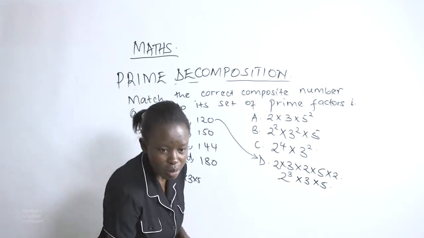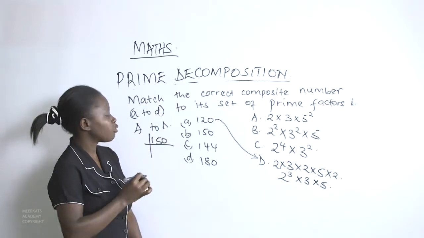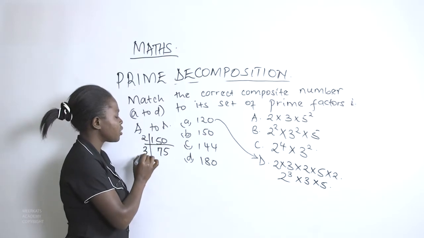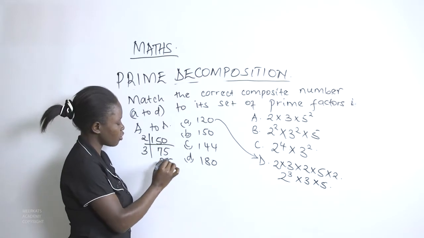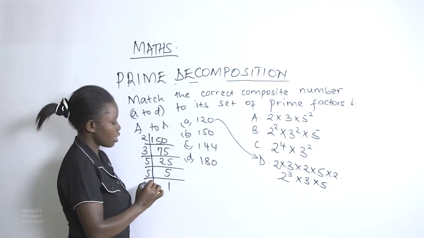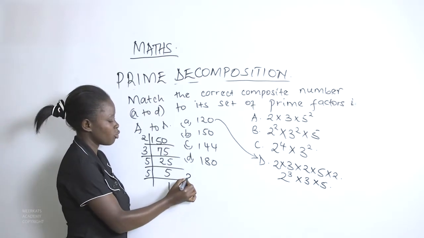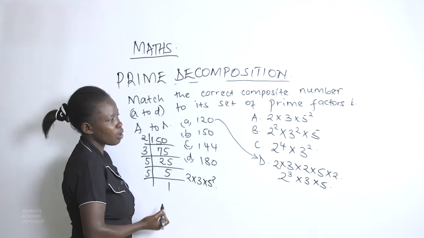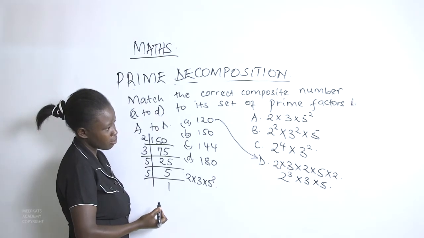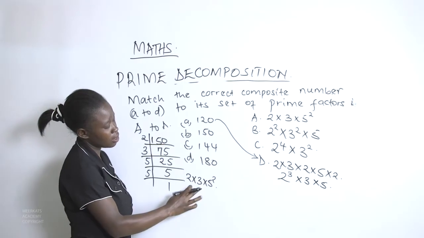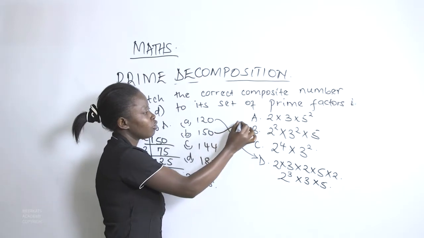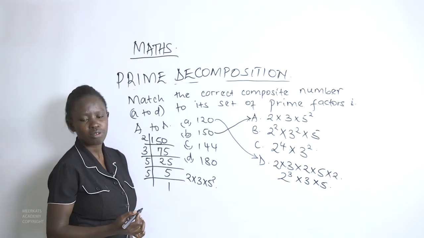So I have the next number, 150. We get the prime factors of 150. 2 into 150, that is 75. 3 into 75, we have 25. Then 5 into 25, that is 5. 5 into 5, we have 1. So if I express the number as a product of its prime factors, we have 2 times 3 times 5 squared. So I find out which number is matching what I have. 2 times 3 times 5 squared. So 150 is the same as 2 times 3 times 5 squared.